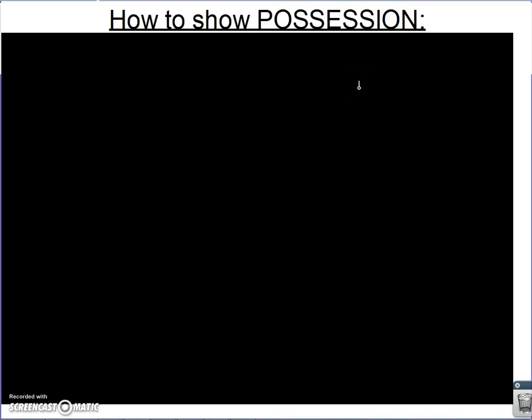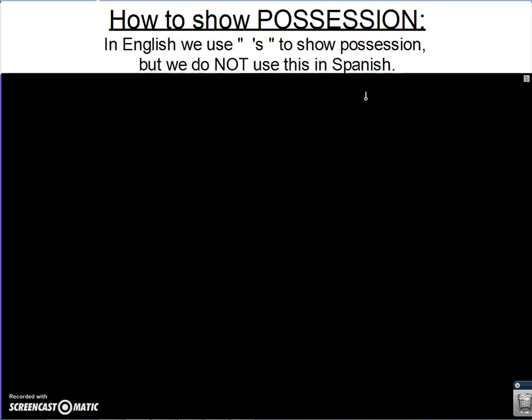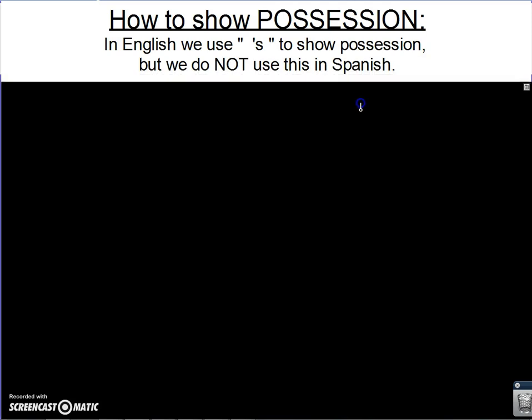Let's talk about how to show possession in Spanish. You know that in English we use apostrophe S to show possession, but in Spanish we do not. They don't have apostrophe S in Spanish. So let's learn what we do instead.